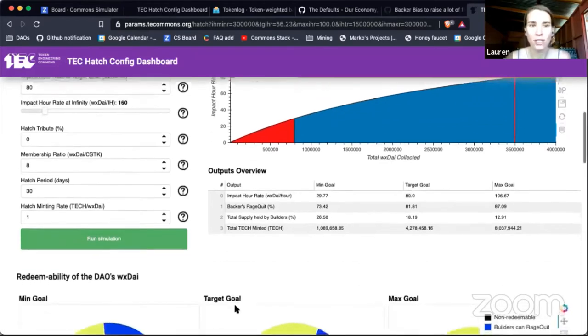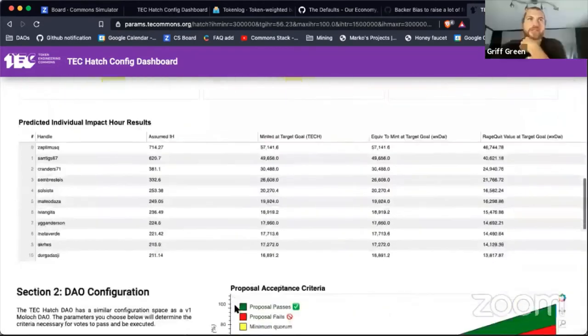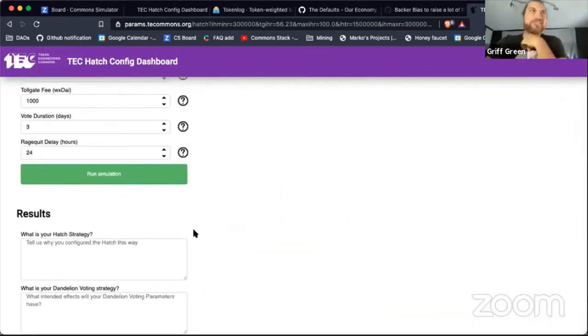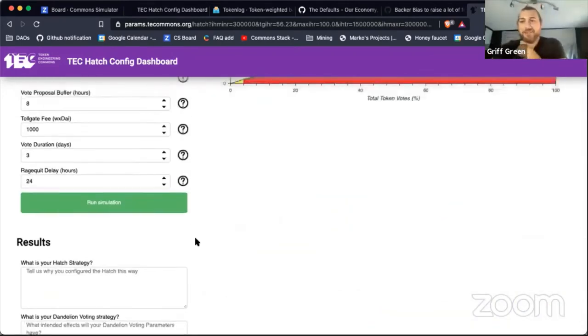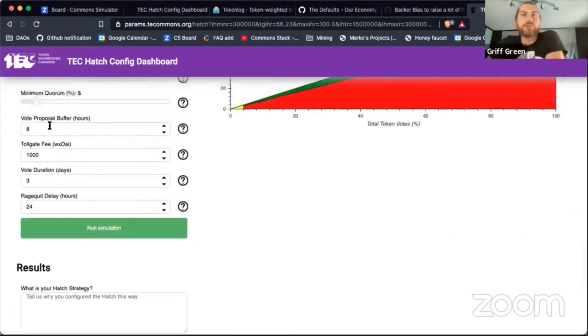No, that's reasonable. So there's an attack. Great question. There's an attack, unfortunately, on Moloch DAOs where this vote proposal buffer, it's like an edge case thing, where if someone makes a proposal and then they vote yes on it, right?